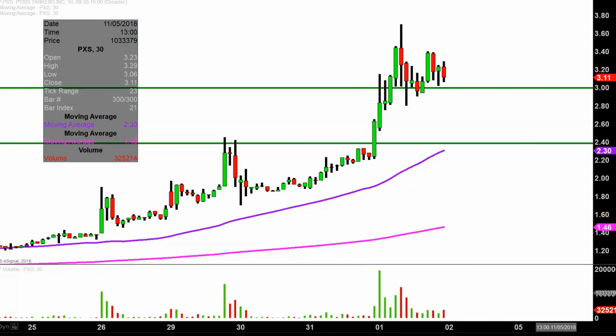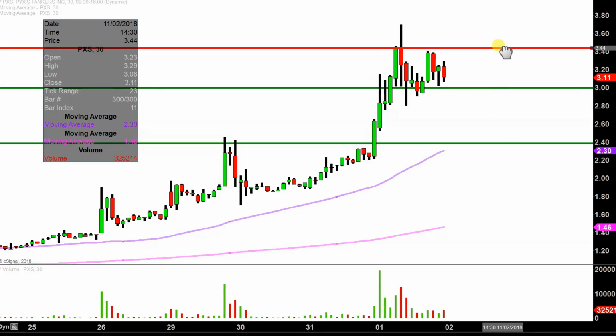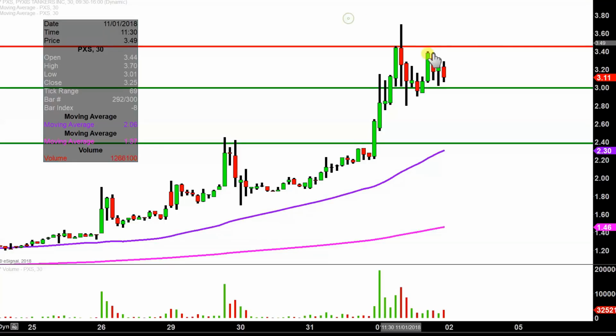What about levels of resistance? In terms of where the sellers are hanging out, as of right now, going into tomorrow, 3.45 seems to be public enemy number one, so keep an eye on that.